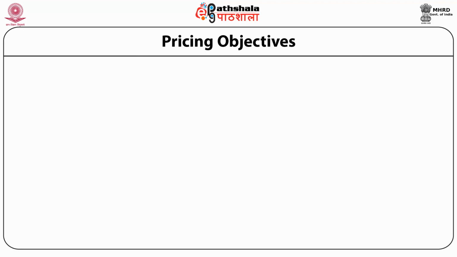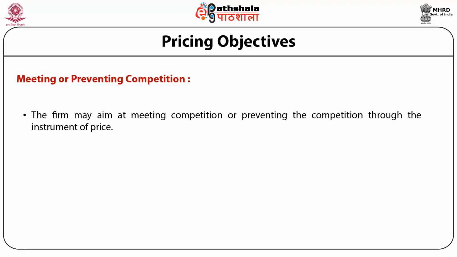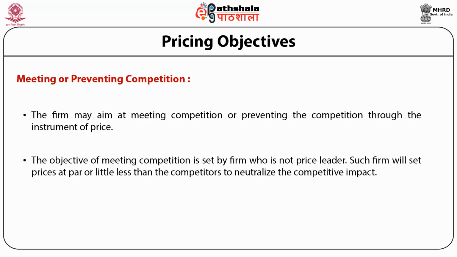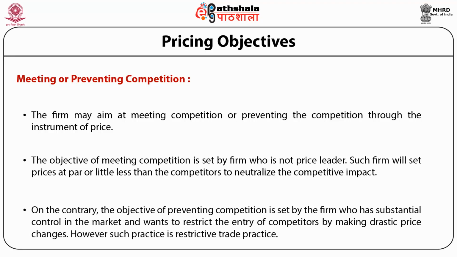competition. Then facing or meeting competition: the firm may aim at meeting competition or preventing competition through the instrument of price. The objective of meeting competition is set by the firm which is basically not a price leader. Such firms will set prices at par or a little less than the competitors just to neutralize the competitive impact. On the contrary, the objective of preventing competition is set by the firm which has substantial control in the market and wants to restrict the entry of competitors by making drastic price changes. However, such practice is a restrictive trade practice, and normally it is not clearly mentioned in the pricing objectives.